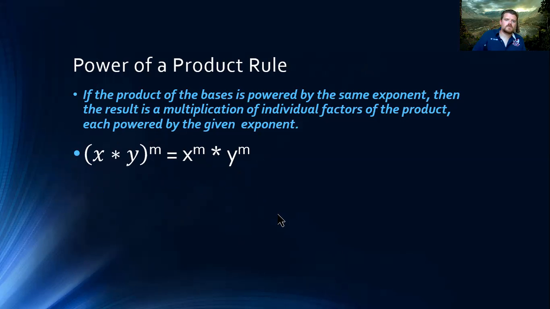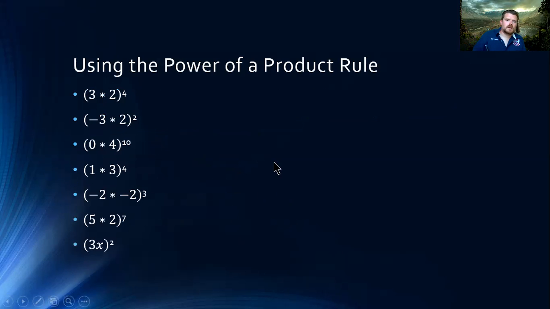So what does that look like in terms of the PowerPoint? Well, okay, if I have 3 times 2 to the 4th power, now my order of operations says I need to multiply what's inside the parentheses first, right, PEMDAS. But if I distribute the exponent, I'm going to get the same thing because I don't have any addition or subtraction inside the parentheses. So what this rule is basically telling me is that instead of doing 3 times 2 and then raising that to the 4th power, I can distribute it. So this would become 3 to the 4th power times 2 to the 4th power.